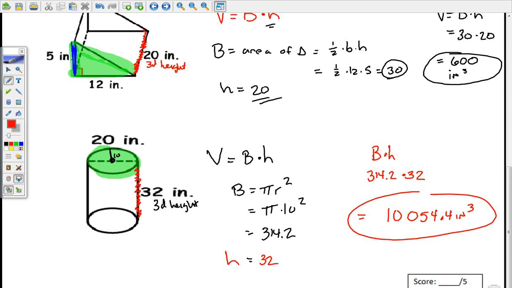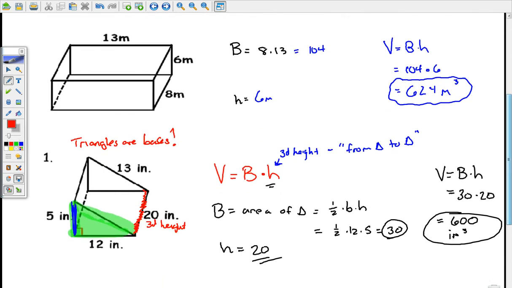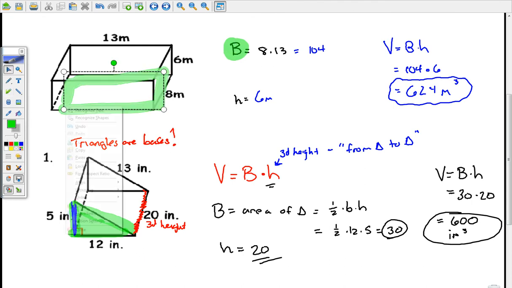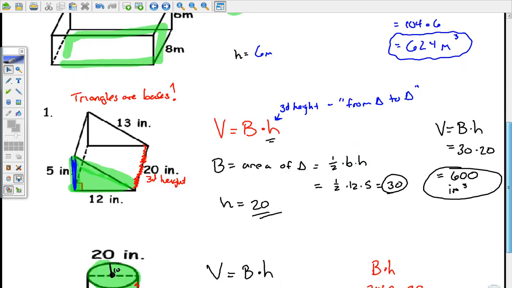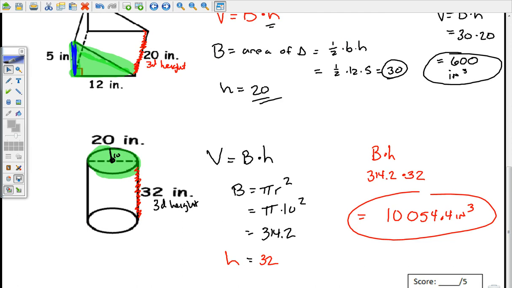So that's the volume. Once again, our big formula is capital B times H. In the first example, for capital B, we just did base times height. In our second example, for capital B, we did 1/2 base times height. In our third example, for capital B, we did pi r squared. So it depends on what shape your base is.